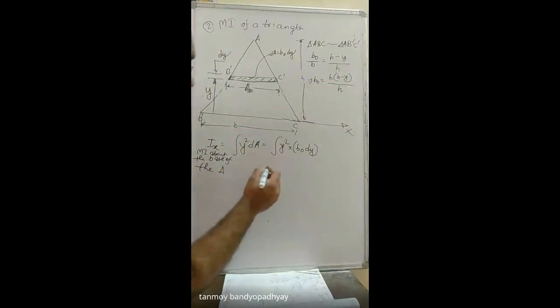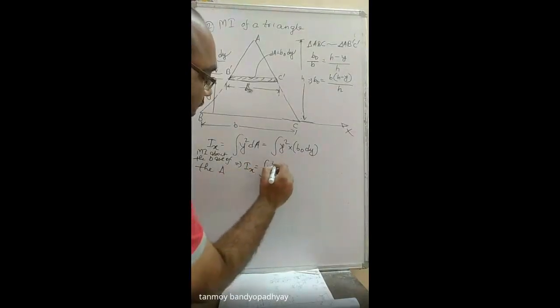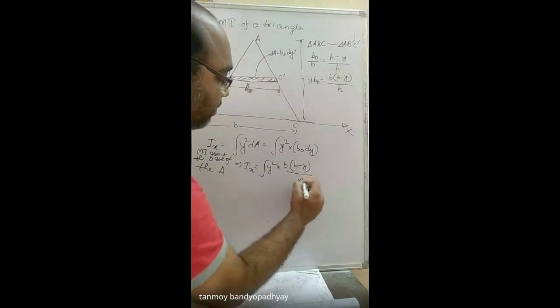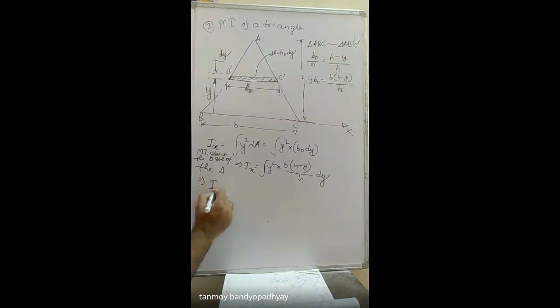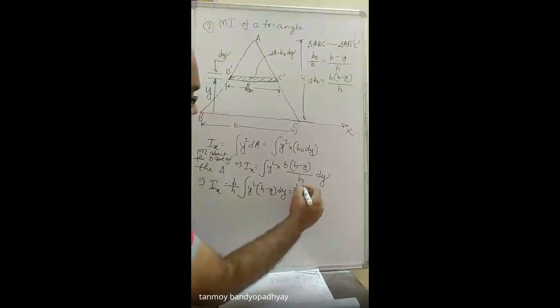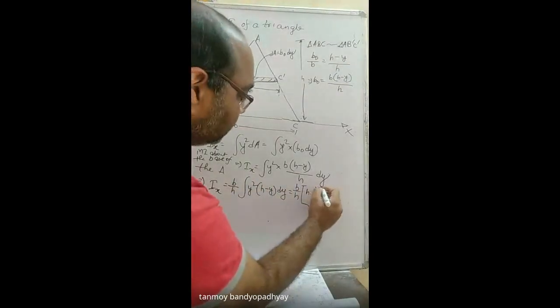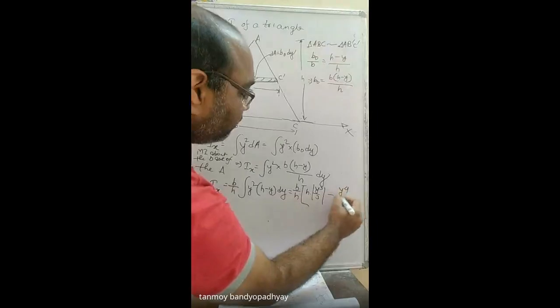If I put it here, the expression for Ix should be equal to the integration of y square into b0, where b0 is b into h minus y divided by h, into dy. So Ix equals b by h, which is constant, times the integration of y square into h minus y into dy. That is b by h into h y cube by 3 minus y to the power 4 by 4.